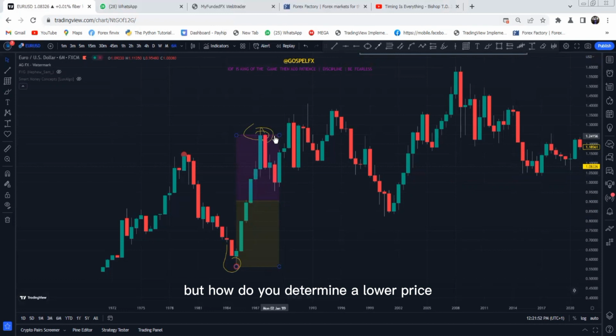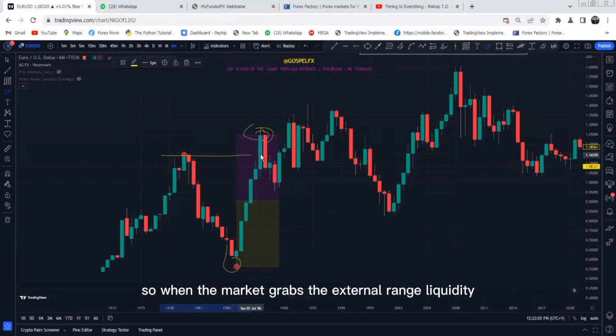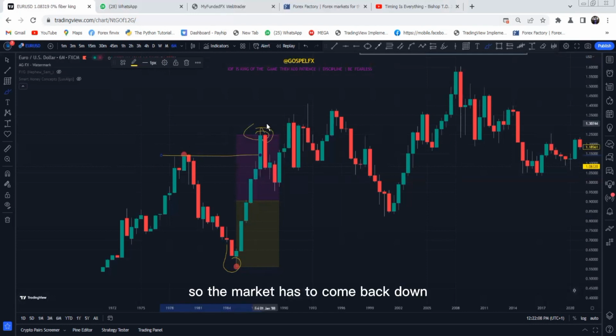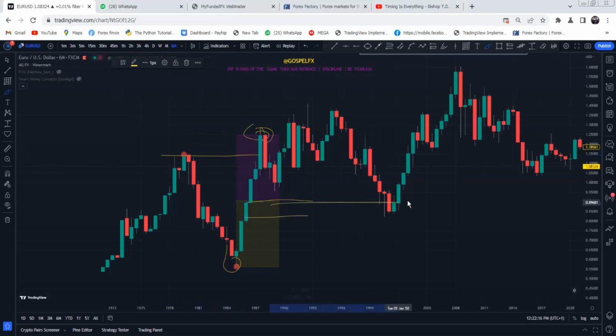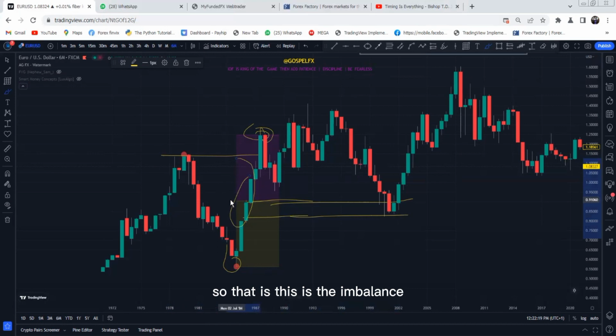But how do you determine a lower price? Like I said, the market books from external range liquidity to internal range liquidity. So when the market grabs the external range liquidity that was sitting here in the form of buy stops, what next? The market has to come back down for internal range liquidity. And internal range liquidity, in this case, we have fair value gaps. Right here is a BC. You can call it a fair value gap or imbalance and all those things. This is the imbalance, CB and BC.